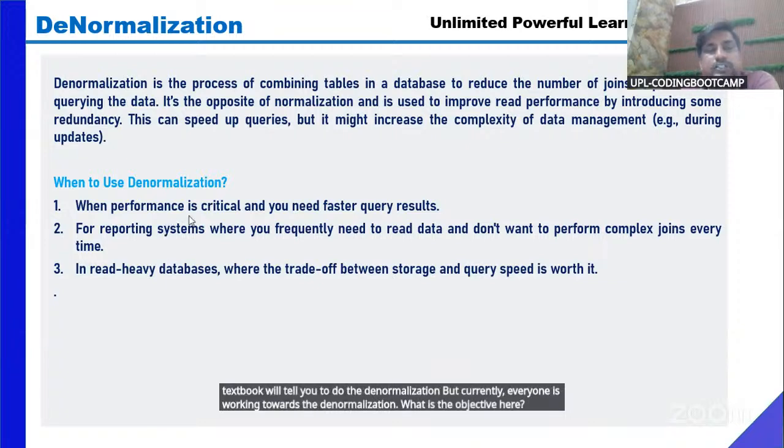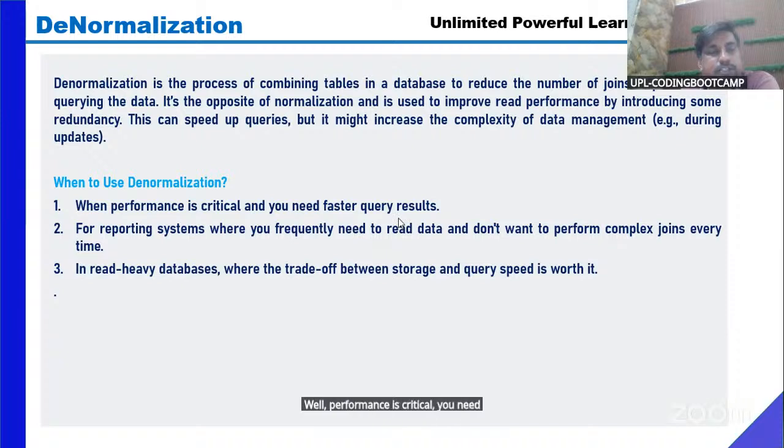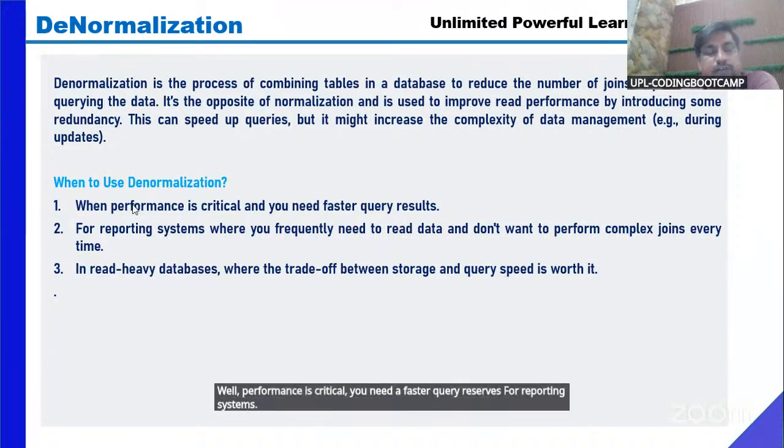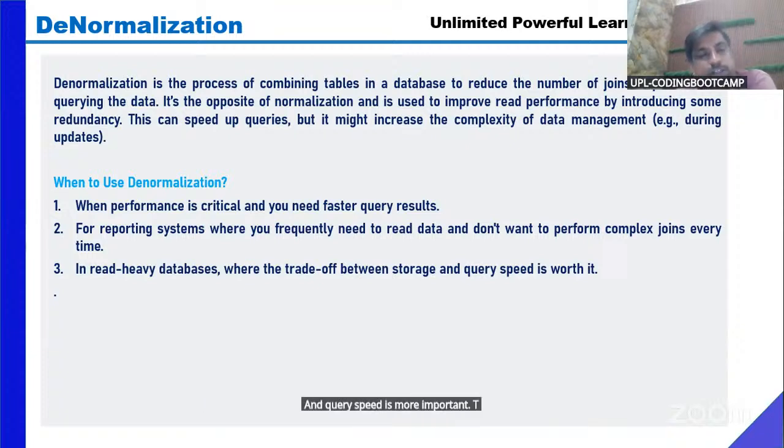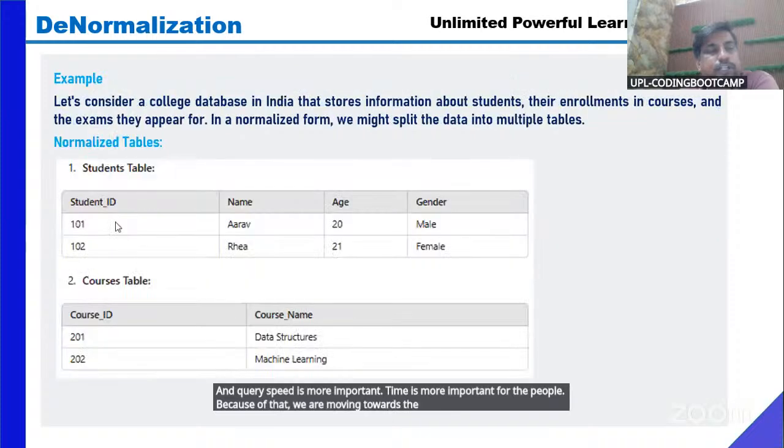When performance is critical, you need faster query results. For reporting systems, instead of writing a complex query, it's better to simplify it. In read-heavy databases, people are not bothered about storage memory, and query speed is more important. Time is more important for people. Because of that, we are moving towards the concept of denormalization.